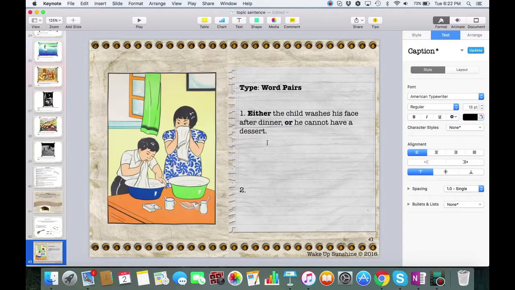Make sure with the word pairs that you utilize a comma in front of your correlating conjunction, which in this case is or, especially if you have a sentence on each side. So you got a sentence over here with the child washes his face, and then you got he cannot have a dessert over here. Therefore you got two complete sentences or independent clauses. So you need to have a comma right here before your correlating conjunction. So keep that in mind. All right, go ahead. Time for your practice.